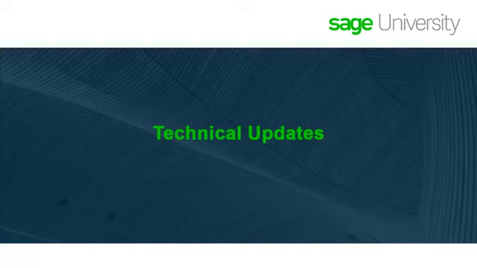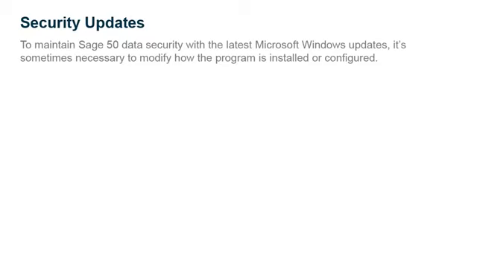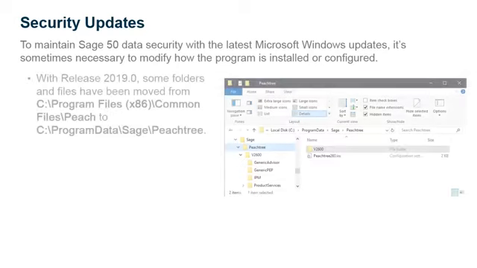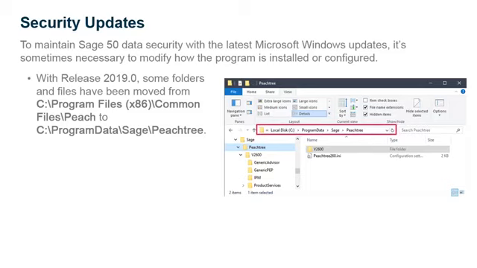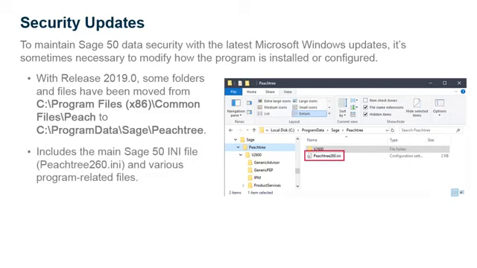To maintain Sage 50 data security with the latest Microsoft Windows updates, it's sometimes necessary to modify how the program is installed or configured. With Release 2019.0, we have optimized program security by moving some folders and files from the C:\Program Files x86\Common Files\Peach folder to C:\ProgramData\Sage\Peachtree. This includes the main Sage 50 INI file and various program-related files.